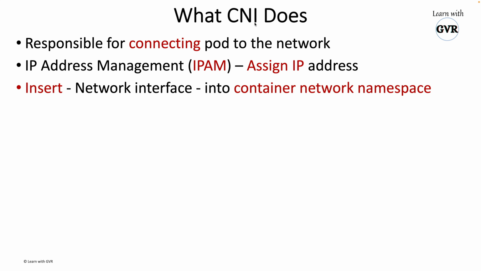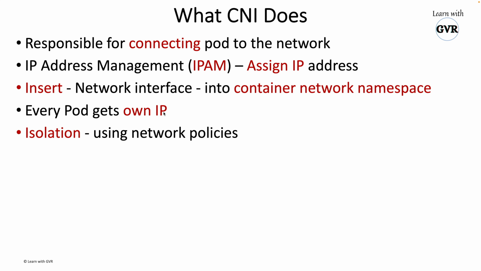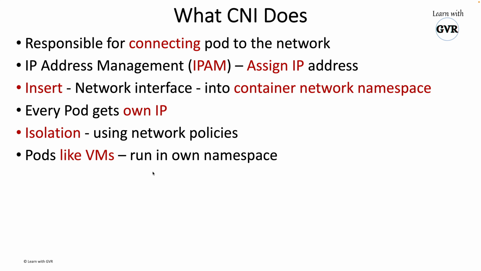And what the CNI does is insert a network interface between the container and the network namespace. The CNI makes sure every pod gets its own IP address. That's what the networking model is saying. The CNI also does isolation: a container you create is a completely isolated unit, right? And by using network policies you can completely isolate. There is a video on network policies as well, right?